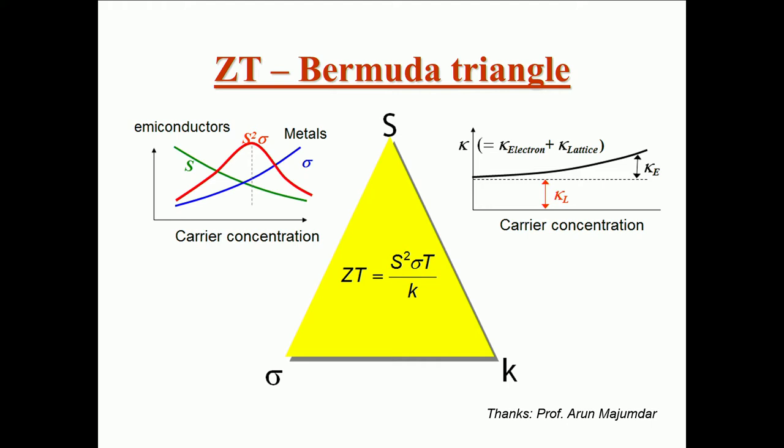So this is that Bermuda, and then the Seebeck coefficient depending on the carrier concentration, for semiconductors it is high, for metals it is low, and sigma for metals is high, for semiconductors it is low. Somewhere this numerator S square sigma will peak. And at the same time at this point I also need my thermal conductivity to be very low, which many a times we do not get. So that is the problem.